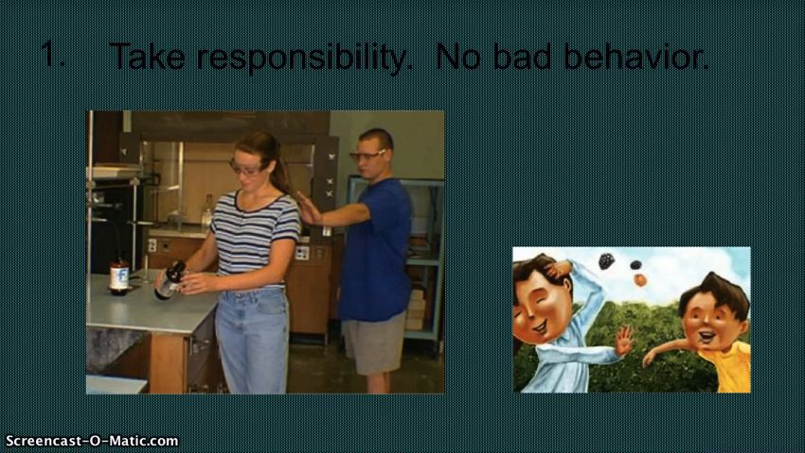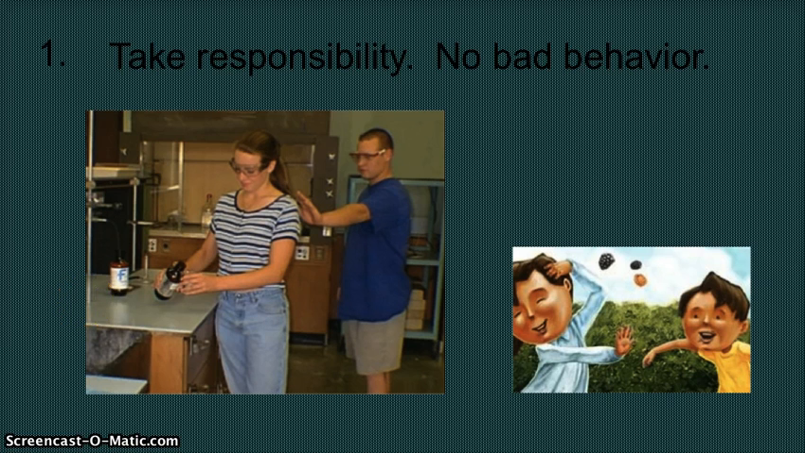One is take responsibility. The lab is not the place to play pranks. It's not the place for throwing things whatsoever. It is a place to take responsibility. You can see this person here is doing what they're supposed to do, and then somebody's coming up and pushing her.